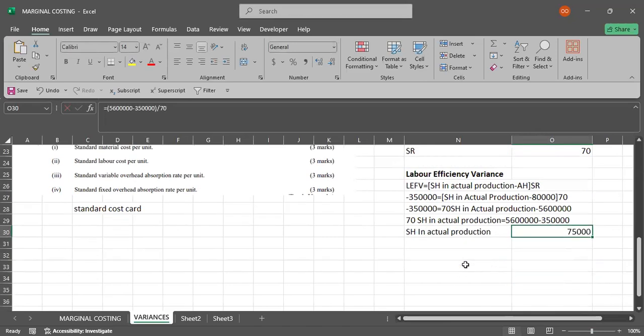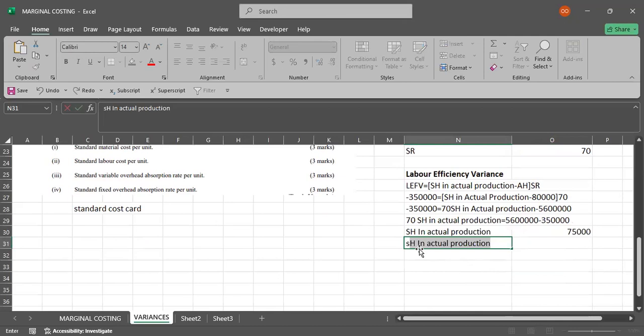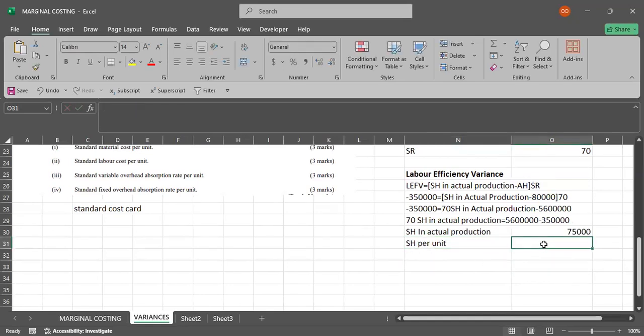Can we get standard hours per unit? Standard hours per unit is equal to the standard hours in actual production divided by actual units produced. So that will give us 50 hours.